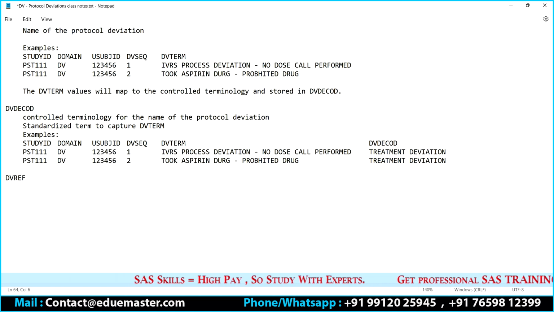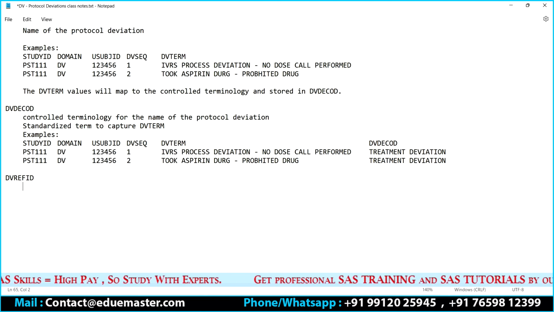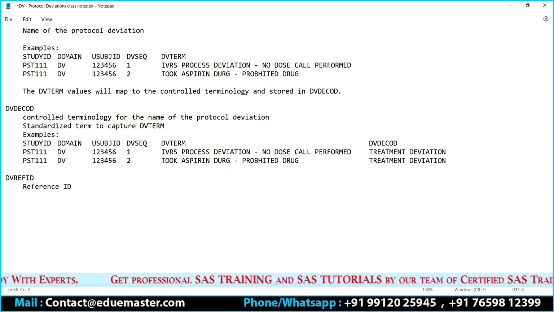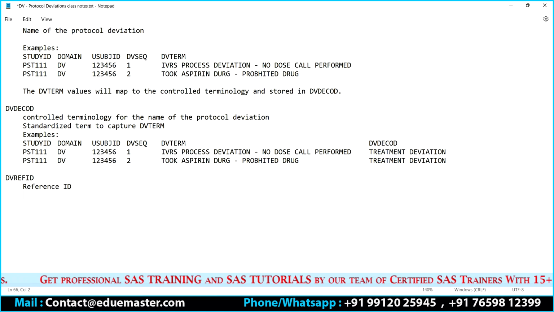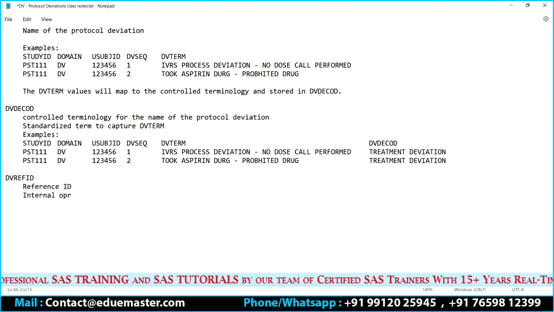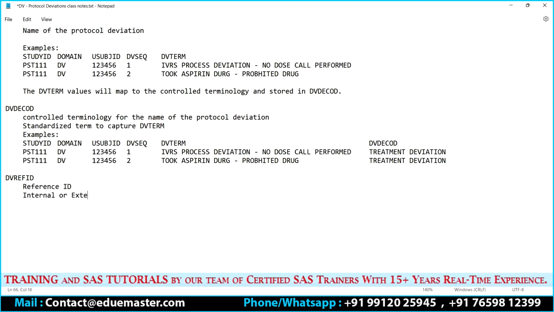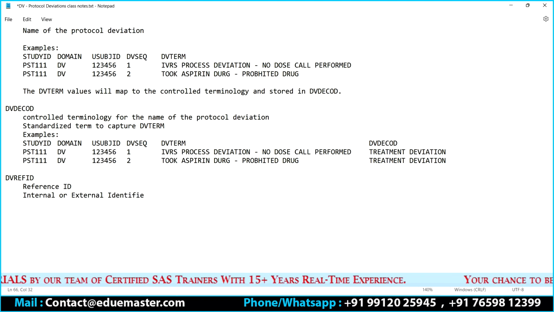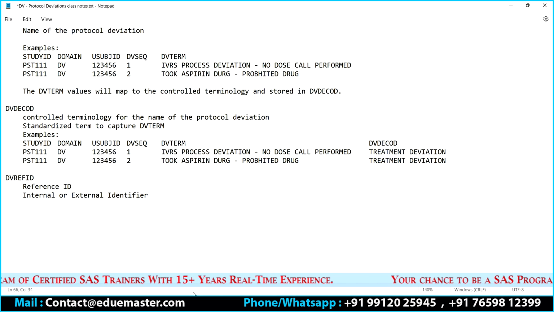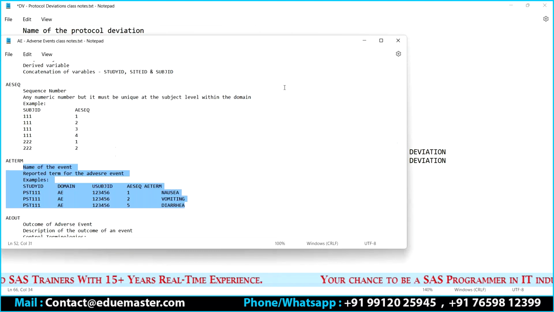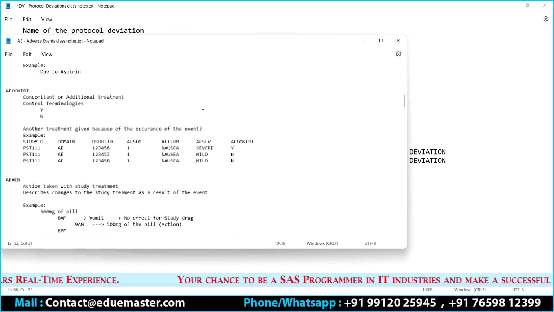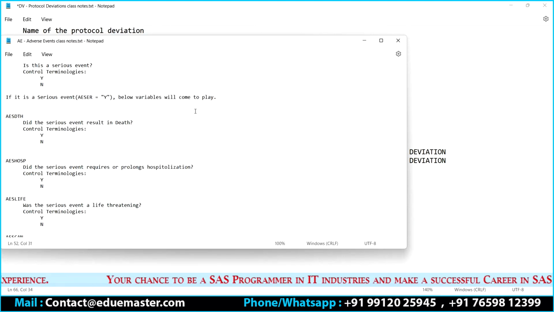DV ref ID. The name itself is telling: ref ID is nothing but a reference ID. Who will provide this? This reference ID will be provided by a sponsor. It can be either an internal or external identifier. We discussed this in AE also. If you remember, there is going to be an AE reference. Let me show you some examples here.